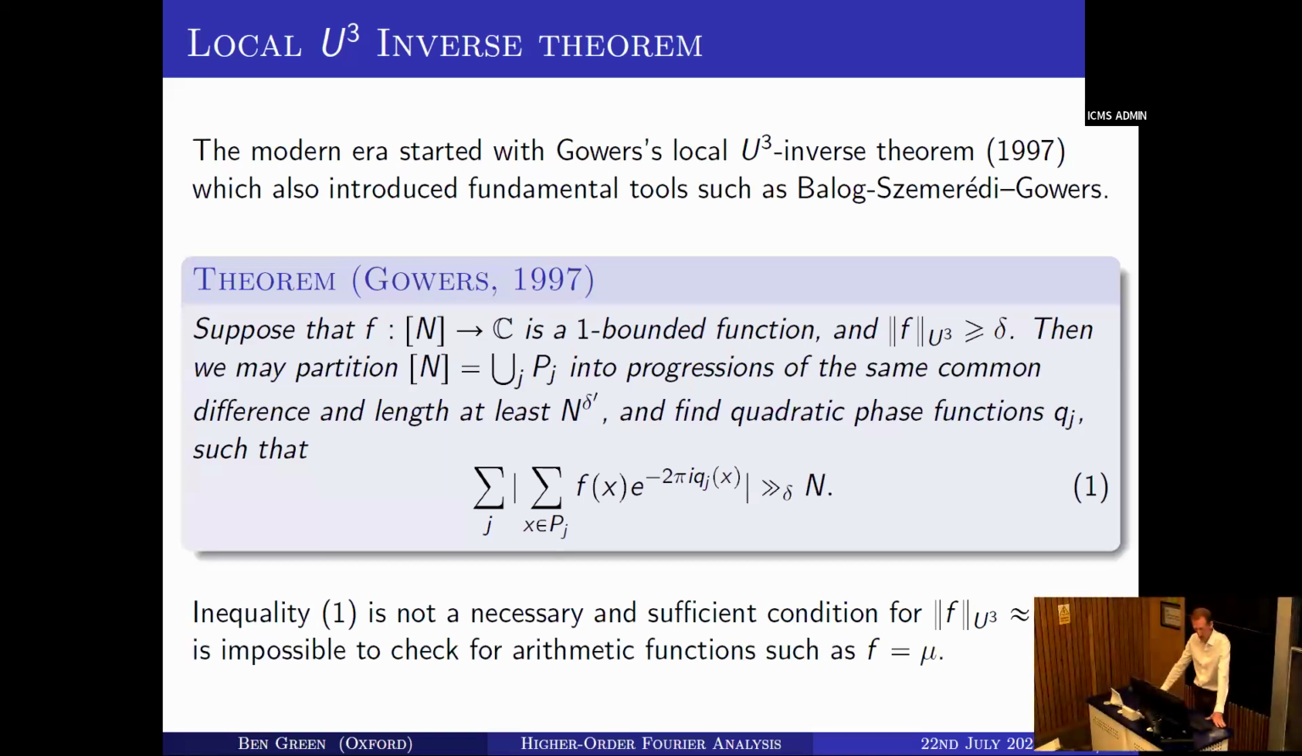And also, anything that involves passing to very short progressions or short intervals is going to be, with modern technology, impossible to check for arithmetic functions like the Möbius function or von Mangoldt function, anything to do with primes. So although Gowers' result was a real breakthrough, you want a bit more.